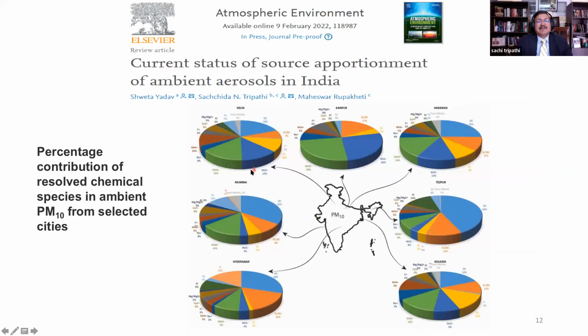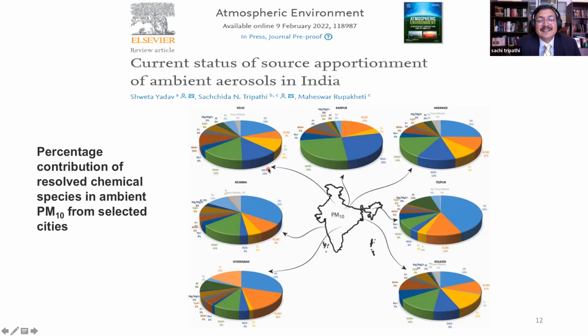Now, this same information is given for PM10. What you realize is that for PM10, we have a larger number of stations where chemical speciation, and therefore source apportionment information, is available. Again, this is available for Delhi, Kanpur, Varanasi, Tezpur, Kolkata, Hyderabad, and Mumbai.